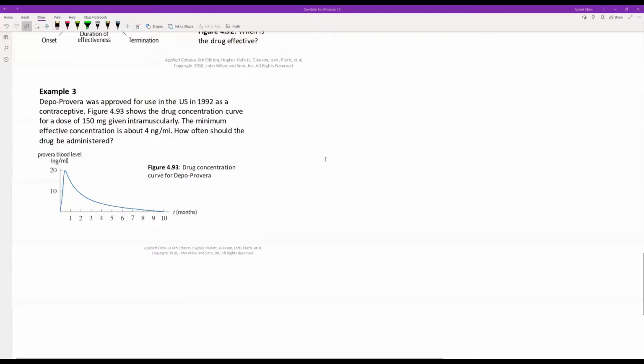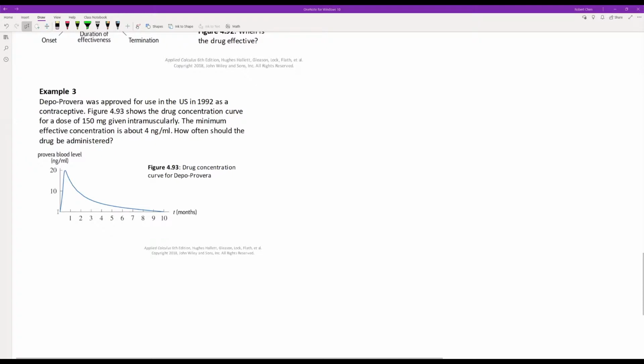All right, our next example is not so much about math or calculation, but a little more about looking at the graphs. Okay, so example 3, Depo-Provera was approved for use in the US in 1992 as a contraceptive. So this figure shows the drug concentration curve for a dose of 150 milligrams given intramuscularly. The minimum effective concentration is about 4 nanograms per milliliter. How often should the drug be administered?